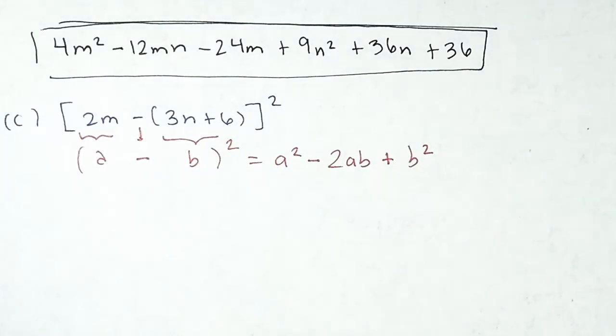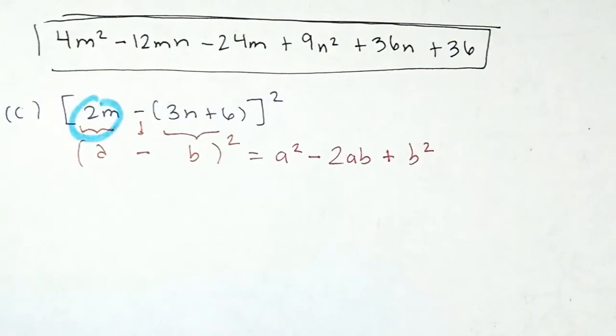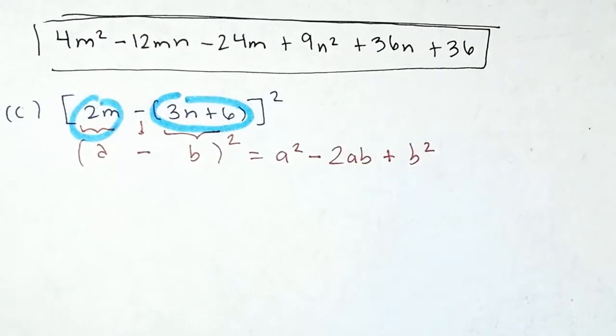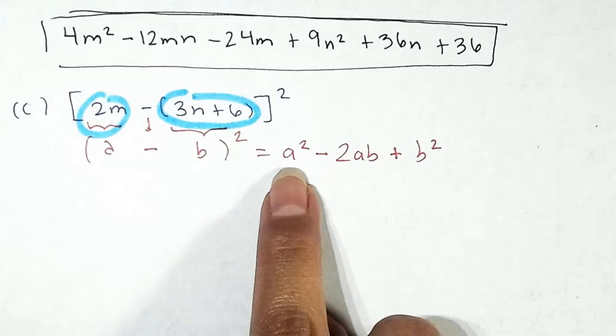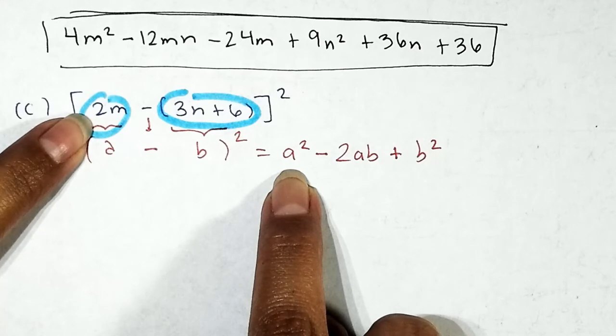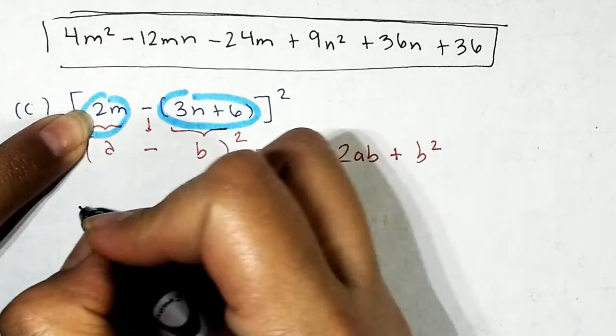Okay, so let's do this. So again, A is whatever you see before the operation, namely 2m. B is whatever you see after the operation. So it's going to be 3m plus 6. Let's plug and chug. So the first term in our answer should be of the form a squared. So we're going to take that 2m and square it. 2m times 2m will give us 4m squared.